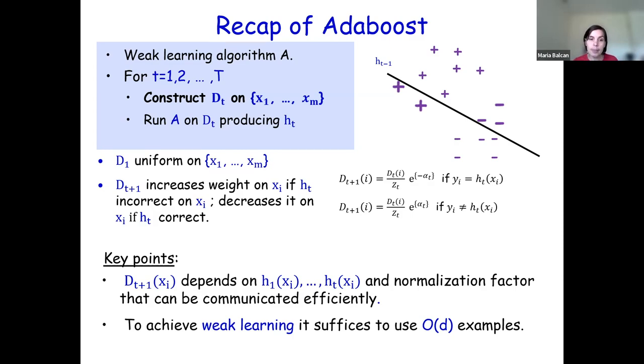And then a second key point is that to obtain weak learners, how many samples do we need? I claim we only need order of these samples to obtain weak learning. So if all I want is a classifier with error rate just a little bit better than a half minus gamma, I claim I only need order of the examples. Can anybody volunteer to tell me why that's the case, given everything we talked about in the past?